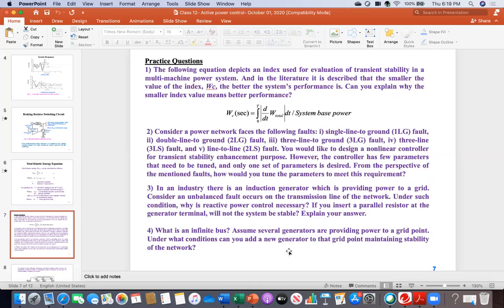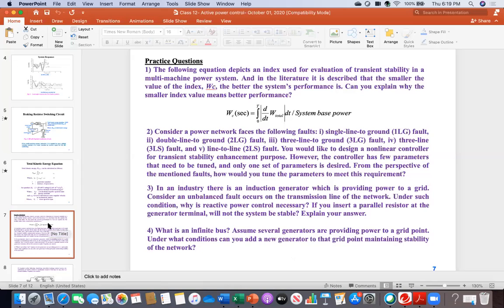Yes. Like you have to maintain certain conditions. The first condition, voltage, and then frequency, also the phase sequence. Otherwise, you cannot connect a new generator to the system. That will cause a stability problem. So that's why I said, at that grid point, maintaining stability of the network, so that you don't break the stability or the synchronism of the system. You have to be very careful in connecting a new generator to the grid point.